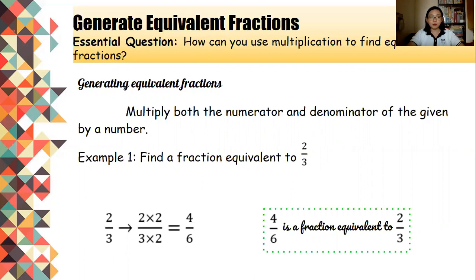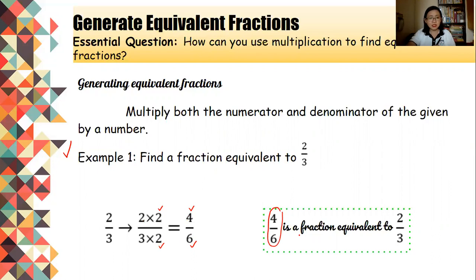For example, we have to find an equivalent fraction for 2/3. In this example, I use the number 2. So I have to multiply the numerator 2 with my chosen number 2. So that gave me 4. Then the denominator 3 was also multiplied by 2. That gave me 6. This 4/6 that we got is an equivalent fraction to 2/3.